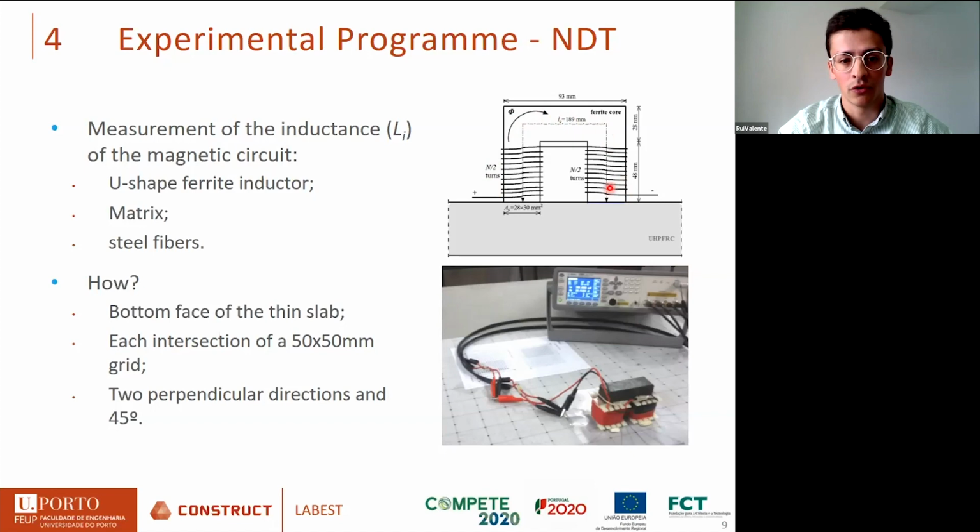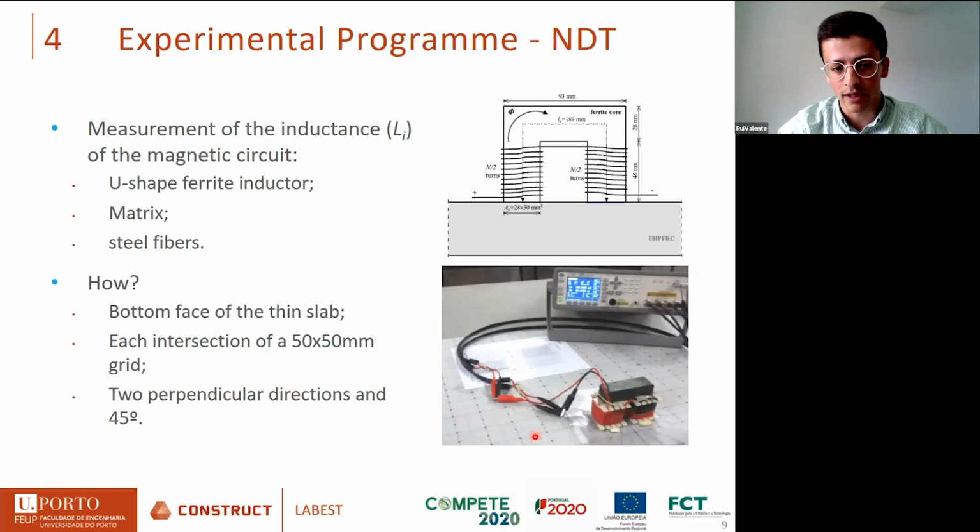We performed the measurements in the bottom surface, the smoother one, of the slab at each intersection of this 50 by 50 millimeters grid. And at each intersection, we performed 3 measurements at perpendicular directions and one in between at 45 degrees.